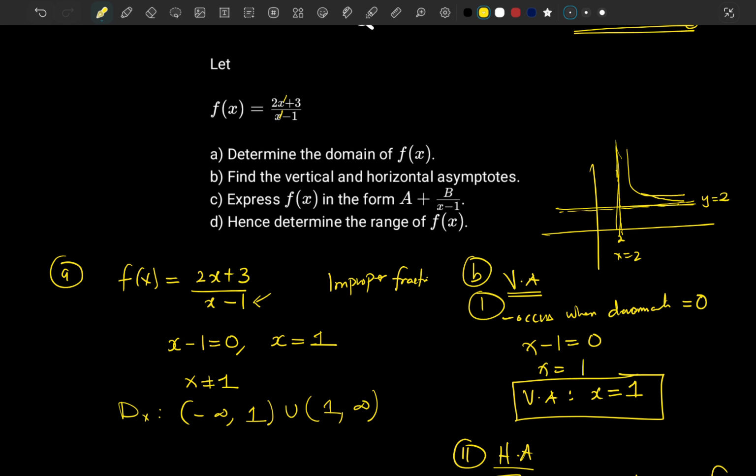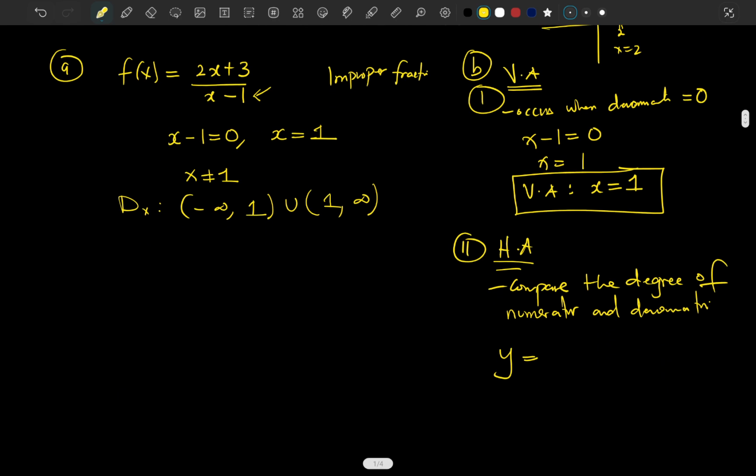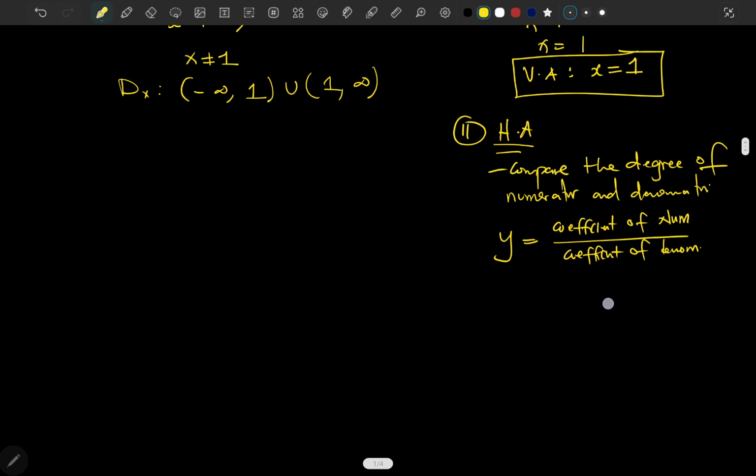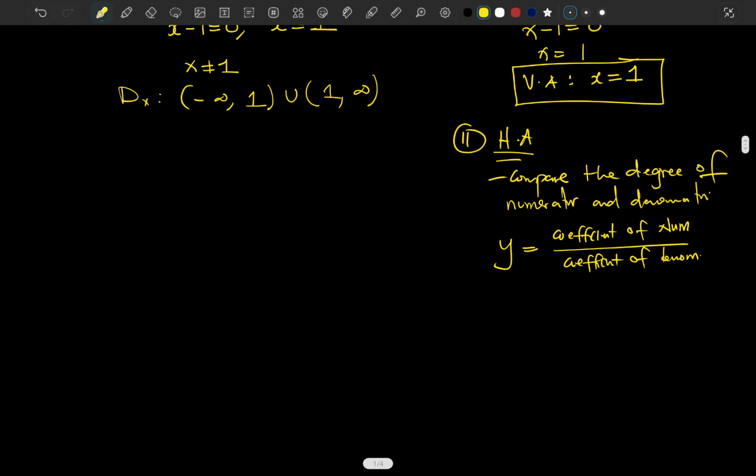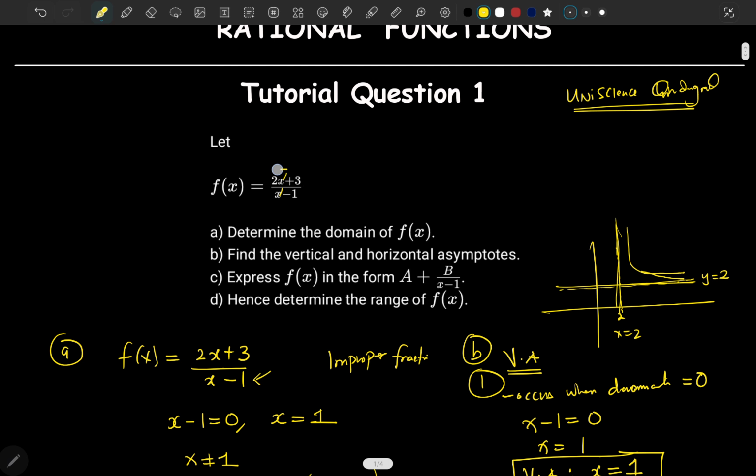If they have the same degree, we now take the coefficients. So the numerator has the same degree as the denominator. So get the coefficient of the numerator, divide by the coefficient of the denominator. Okay, that's what you do. And if that's the case, then the coefficient of the degree here, which is degree 1, the coefficient is 2.